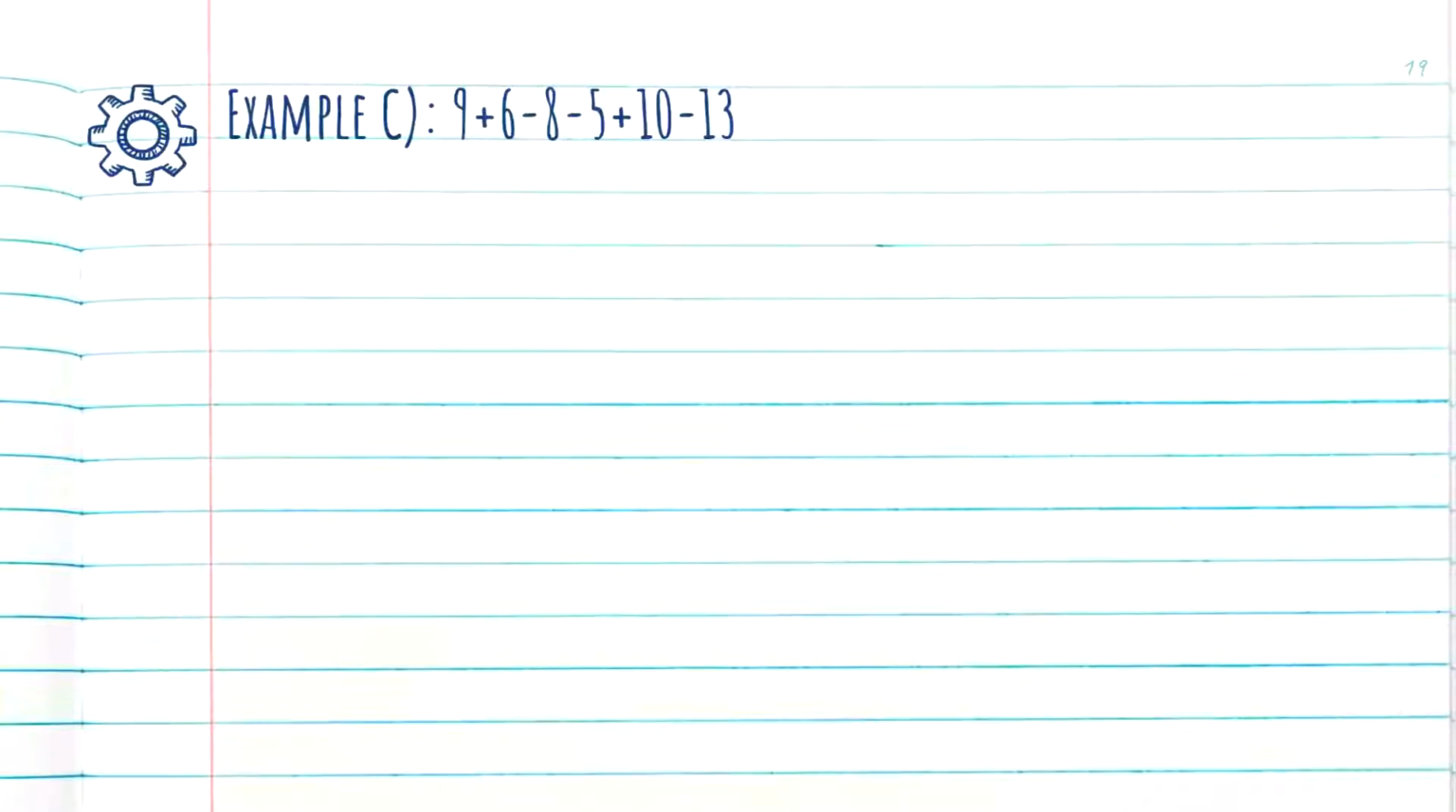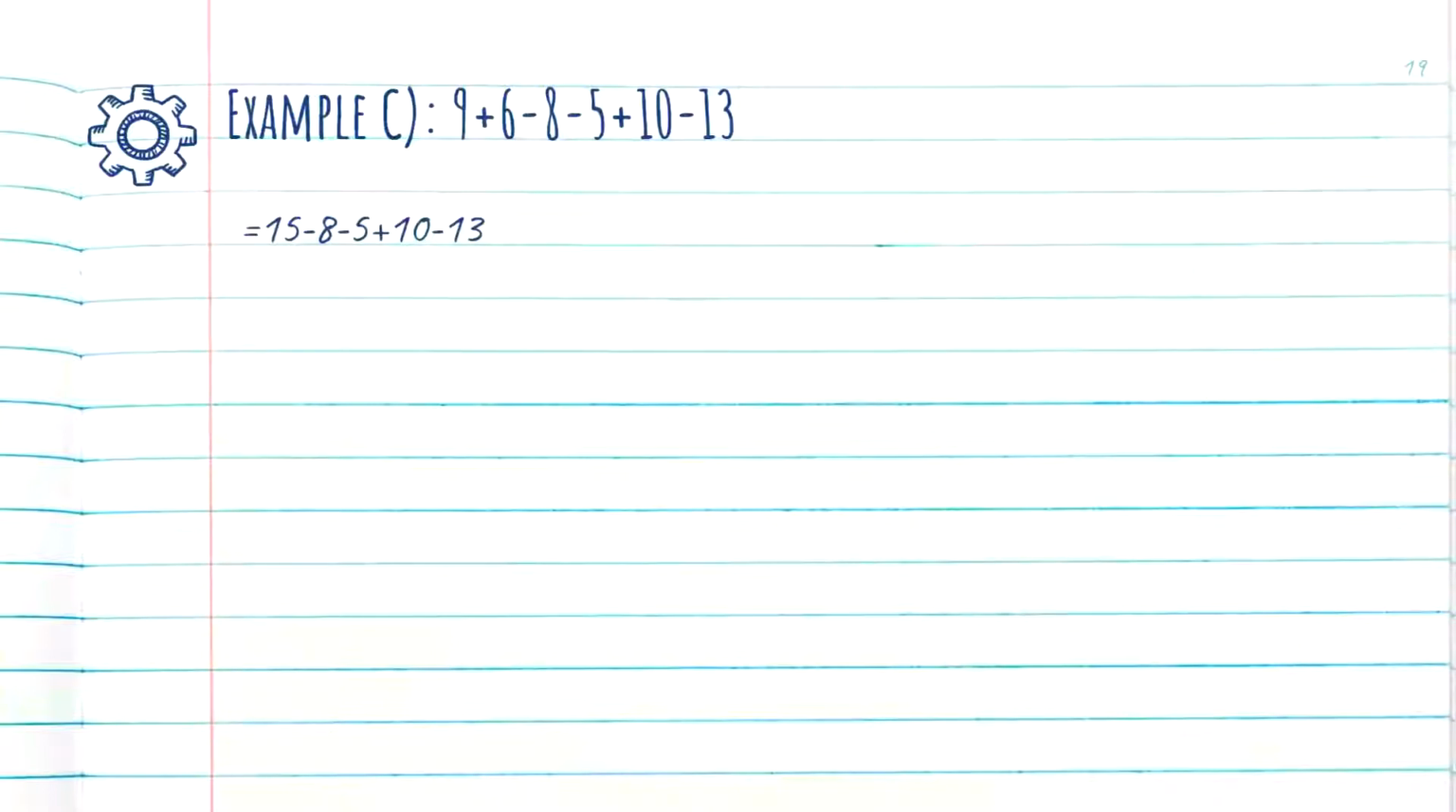Okay, so let's look at our equation. We don't have any brackets, no exponents. There's no division or multiplication, it's just addition and subtraction. And addition and subtraction are done in the order in which they appear. So we'll start right from the beginning. 9 plus 6 gives us a total of 15, and we can drop the rest of the equation. So here we can see we brought down minus 8, minus 5, plus 10, minus 13.